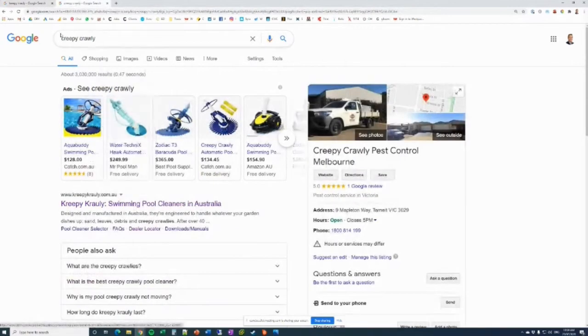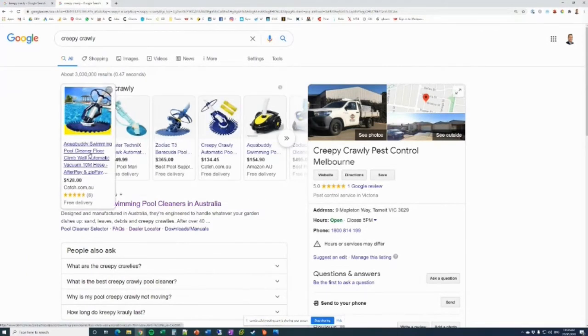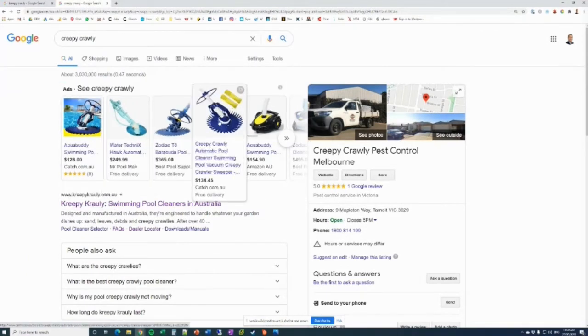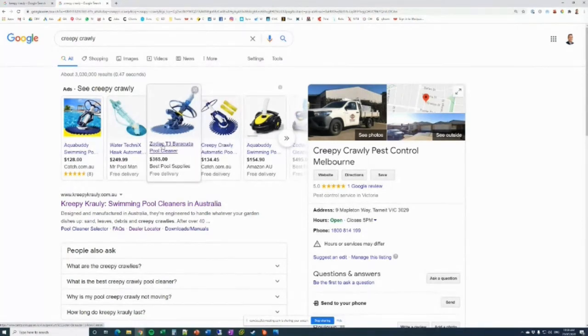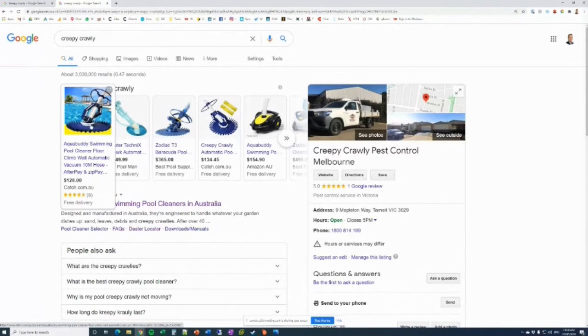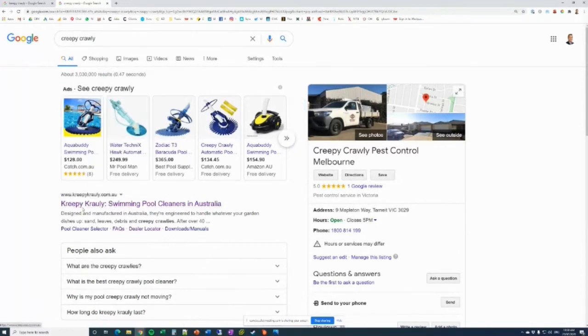I then went and had a look at Creepy Crawly spelt wrong and had a look at what came up. Now you can see Google Shopping ads selling Creepy Crawlies, even though this one is a slightly different version with a different typo here. They've got Zodiac, which is a competitor, and AquaBuddy, which is a competitor. Then you have the organic listing of the brand. But then you have Creepy Crawly Pest Control in Melbourne. Now, looking at that, we all know that's probably not right.